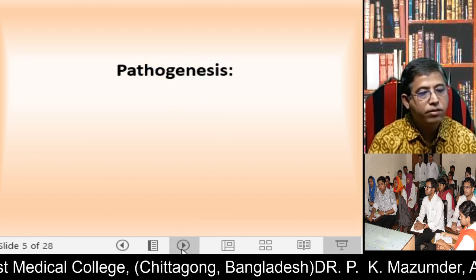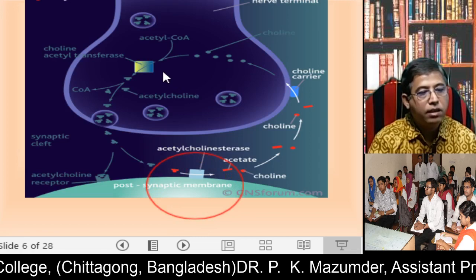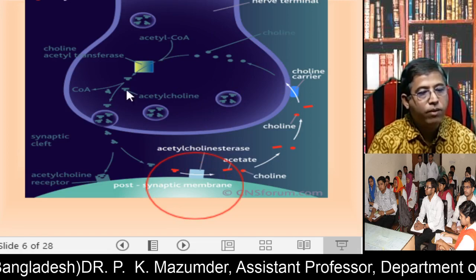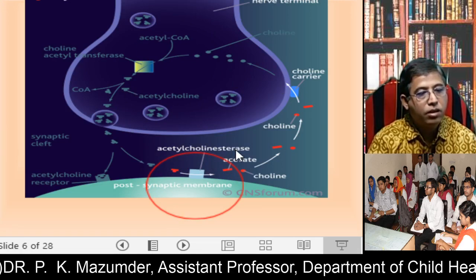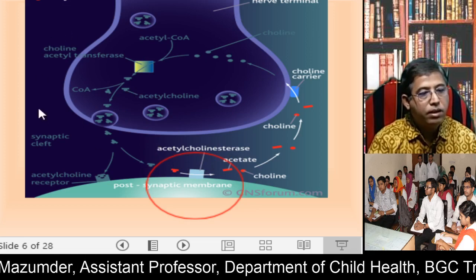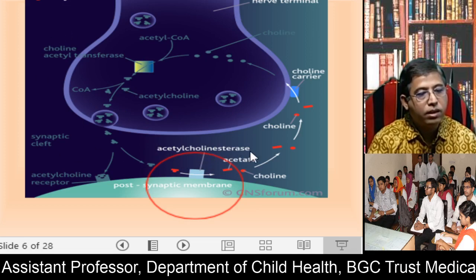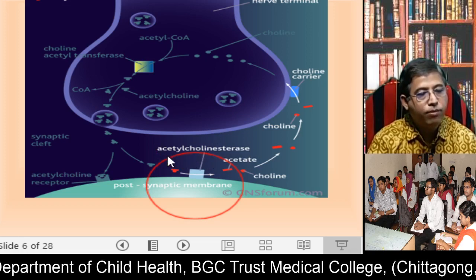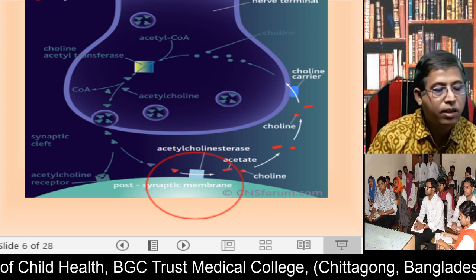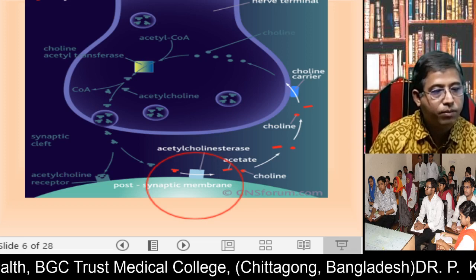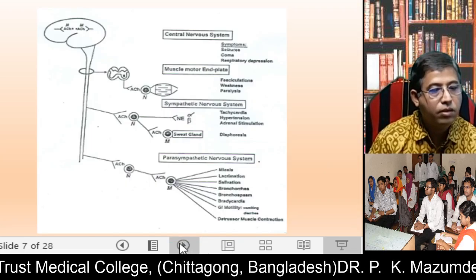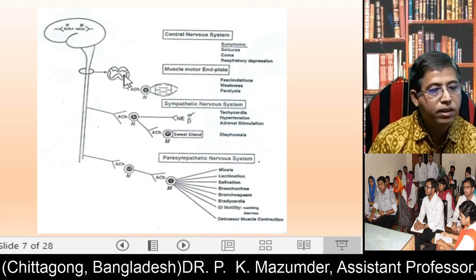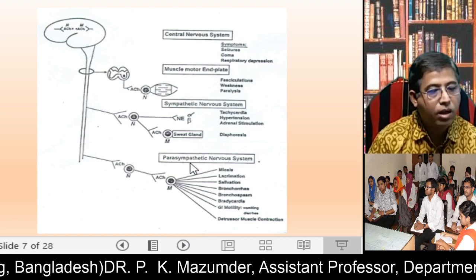Now, pathogenesis. These are the pictures highlighting acetylcholine metabolism. This is the acetylcholinesterase, and acetylcholine is metabolized by the acetylcholinesterase. This organophosphorus compound binds with and inhibits the acetylcholinesterase, producing signs and symptoms. These pictures show the release of acetylcholine and the action of acetylcholine in different organs.